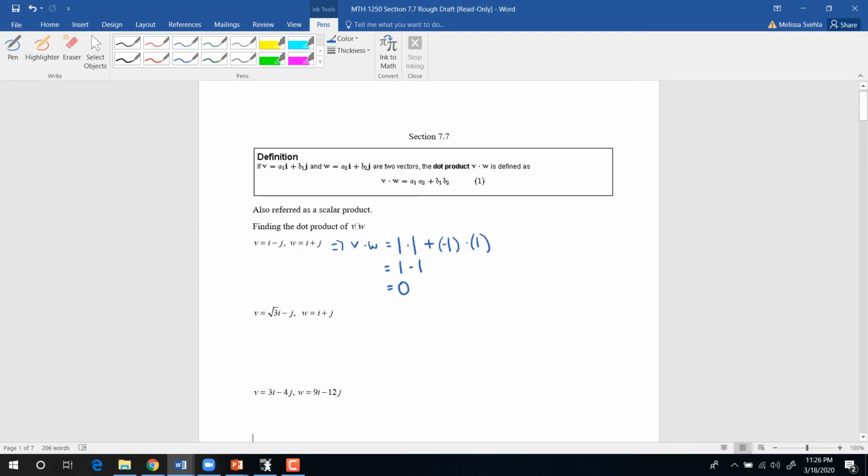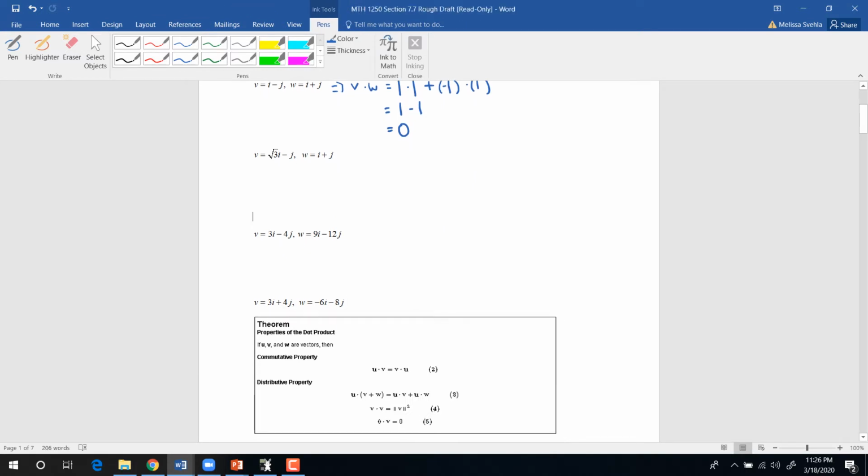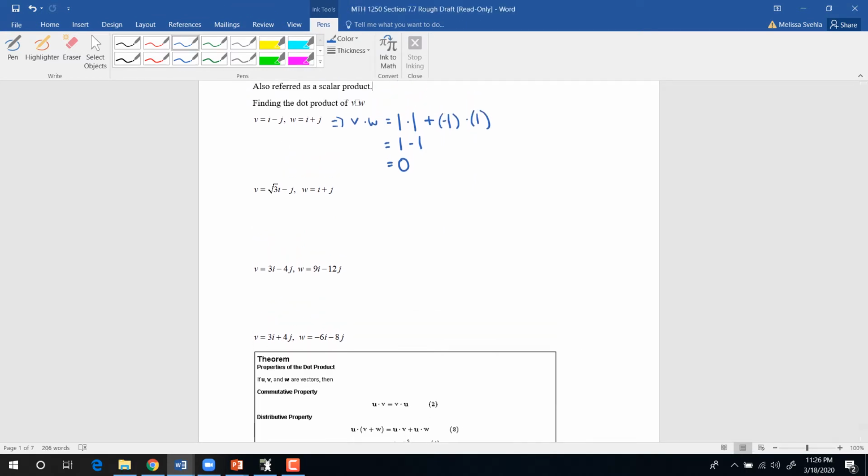Okay, let's do another example here. So if I do dot product between these two, I'll do the following, which is 3 times 4 plus negative 4 times negative 12. And my scalar is going to be 60. Okay, so that's how you do dot product. Should be pretty straightforward for most of you.